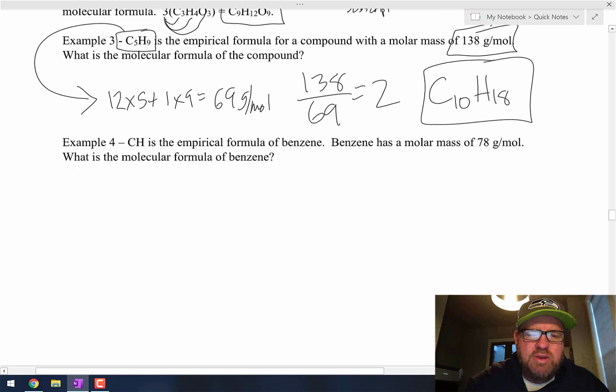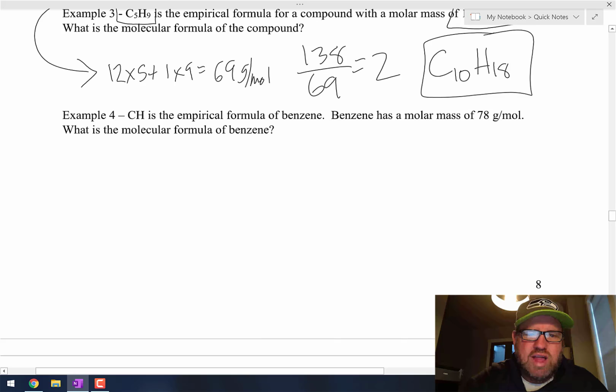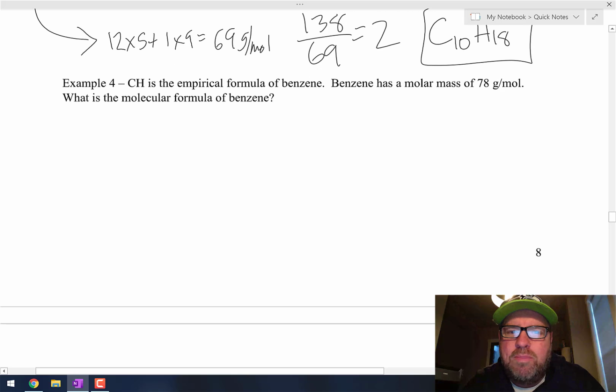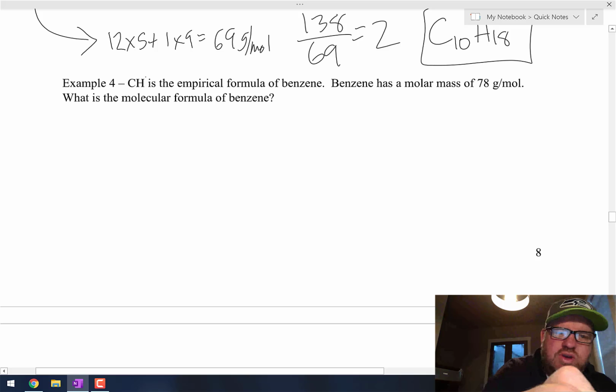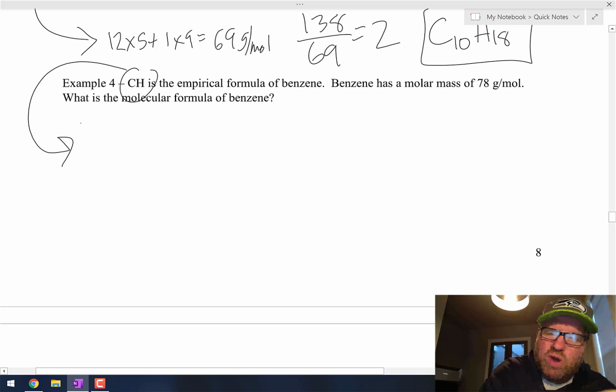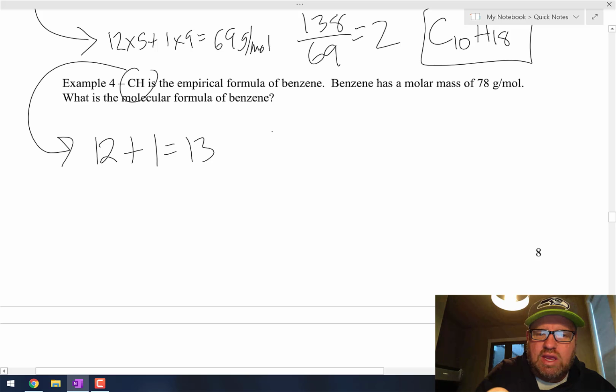Okay, example number 4, and this is our last one here, is the empirical formula for benzene. And benzene has a molar mass of 78 grams per mole. What is the molecular formula of benzene? So again, start with CH. What's the molar mass of CH? Carbon is 12, and there's only one of them. Hydrogen is 1, and there's only one, so that equals 13.